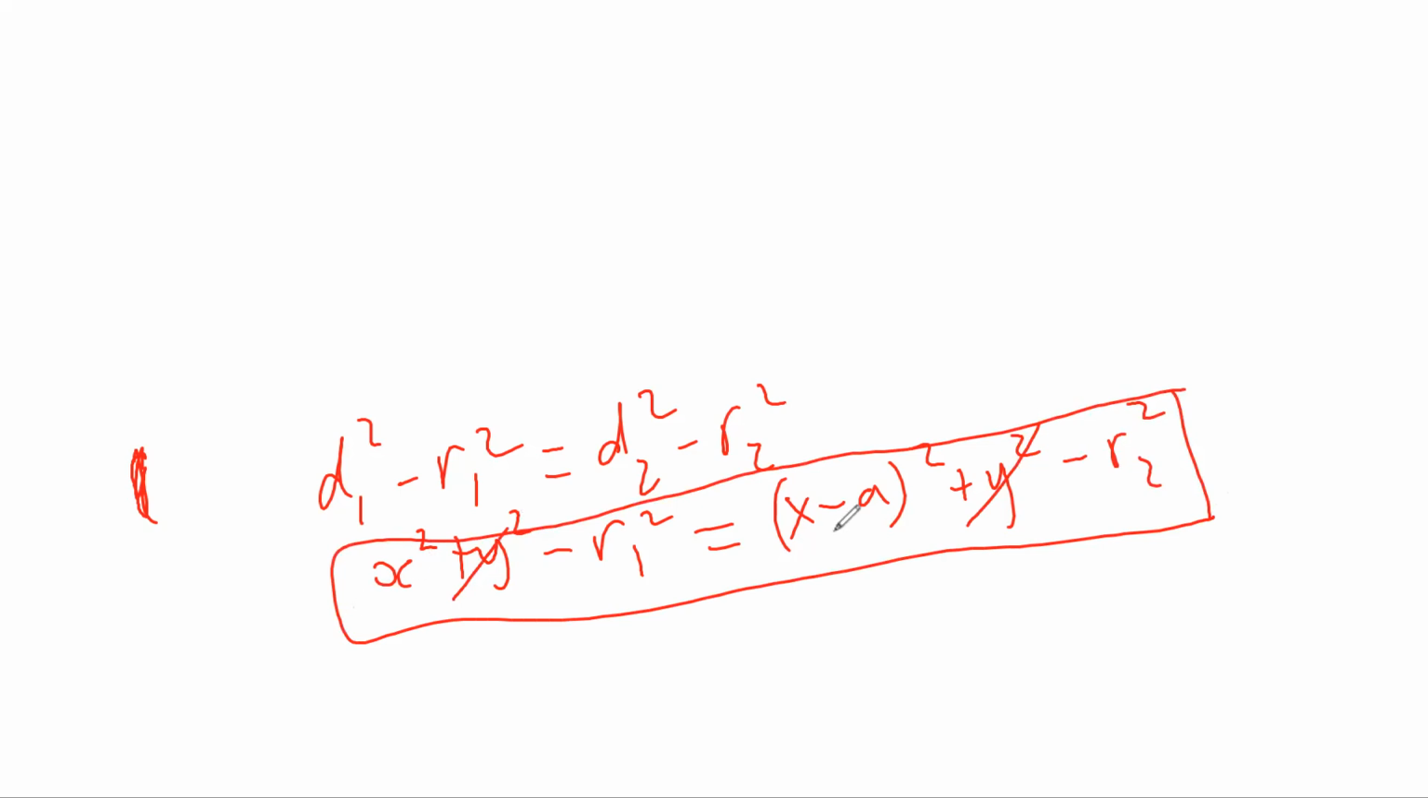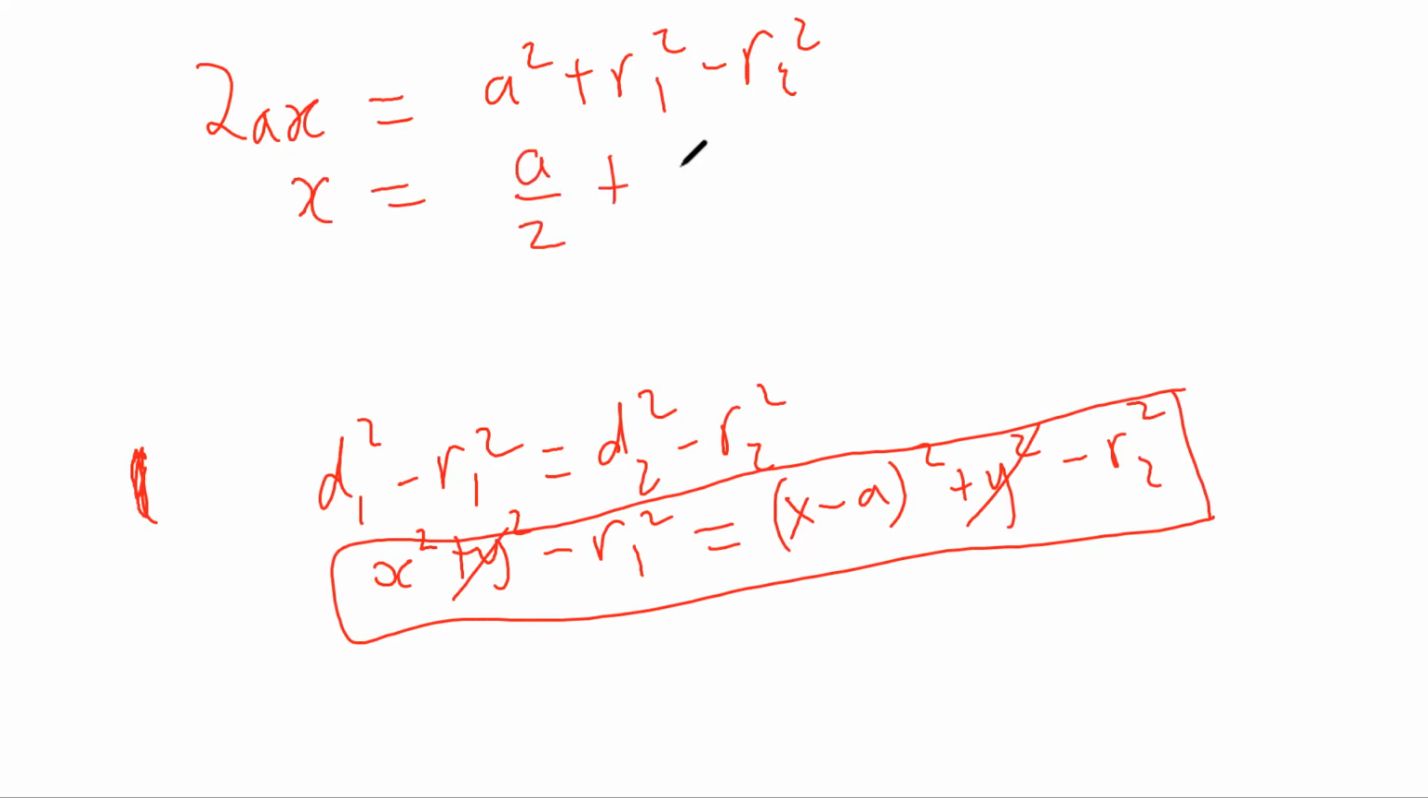The x squared will also cancel. So you know it's actually an equation of a straight line, you know? So if you put it all on one side, you actually get 2ax equals a squared plus r1 squared minus r2 squared, you know? So x is equal to a on 2 plus r1 squared minus r2 squared on 2a.